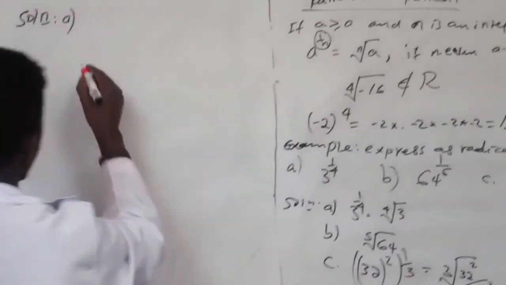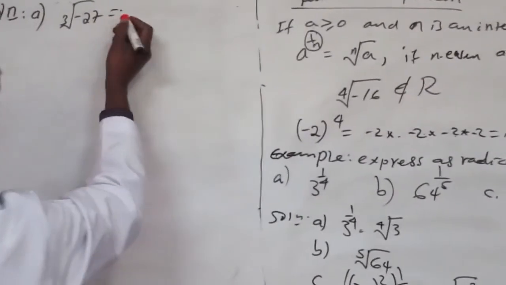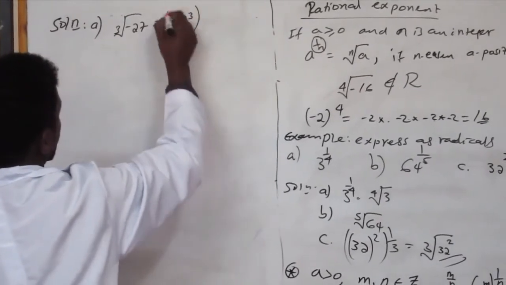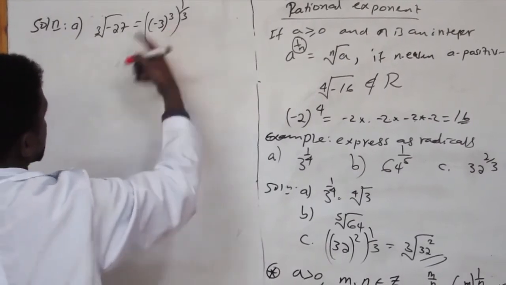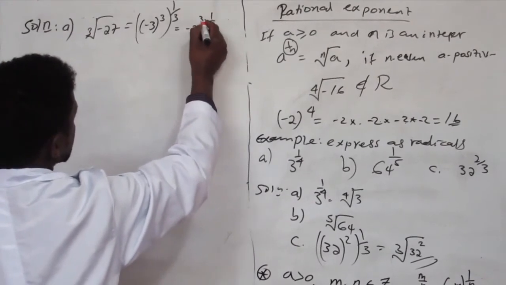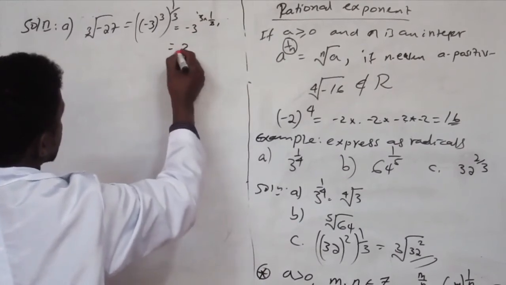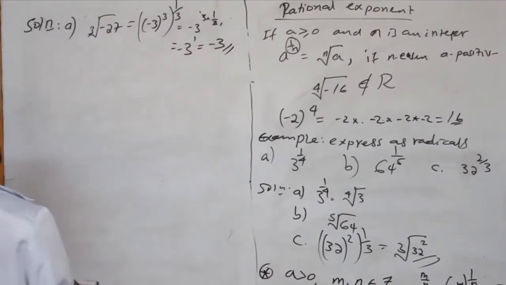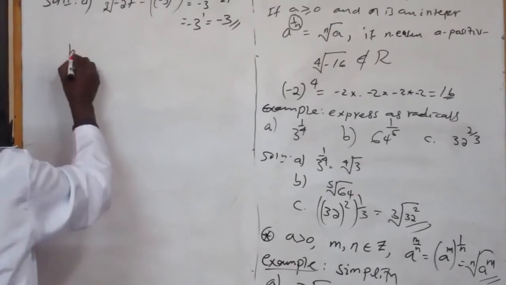A. The cube root of negative 27 can be written as negative 3 cubed, the whole to the power of 1 over 3. This means you can write the cube root as the power of 1 over 3. So this can be written as negative 3 to the power of 3 times 1 over 3, which is multiplication, 3 by 1 over 3. Finally it becomes negative 3 to the power of 1, which is equivalent to negative 3. You can also easily take out the cube root of negative 27 as negative 3.